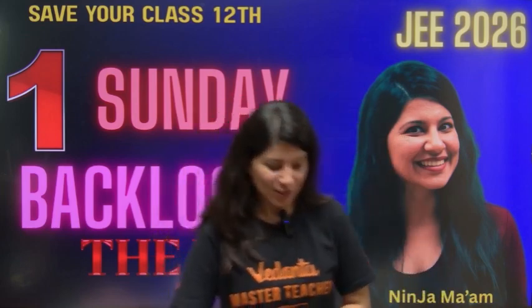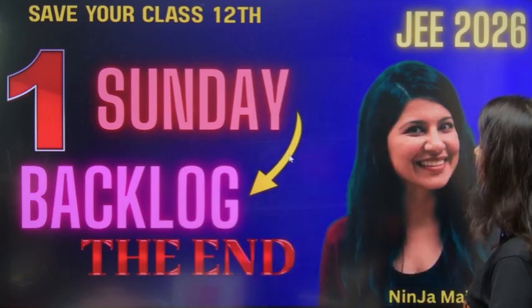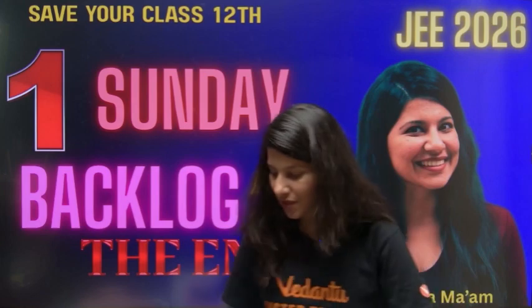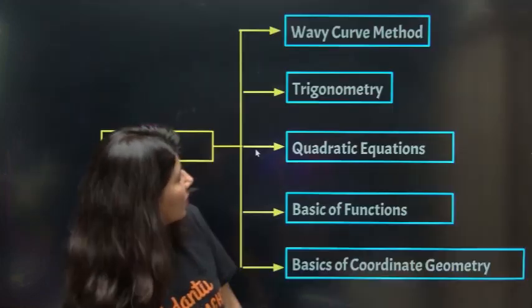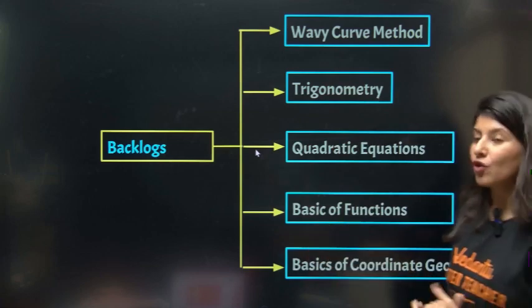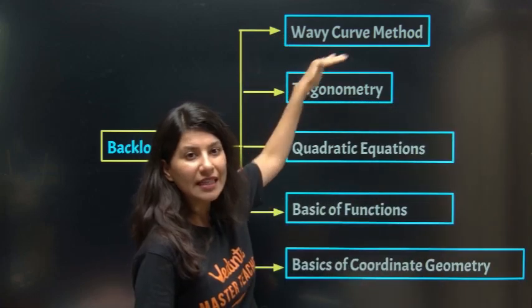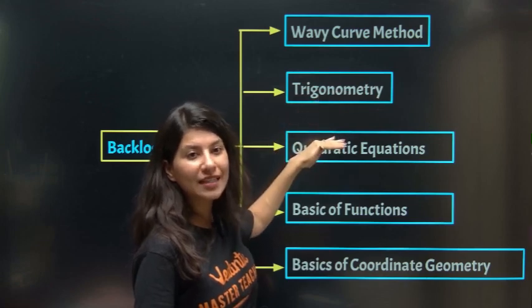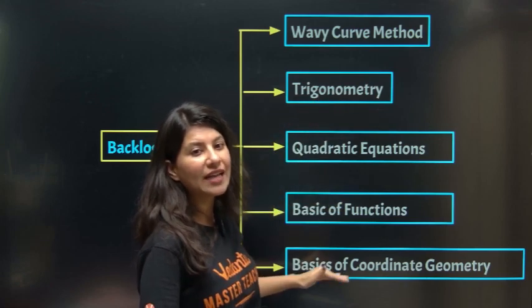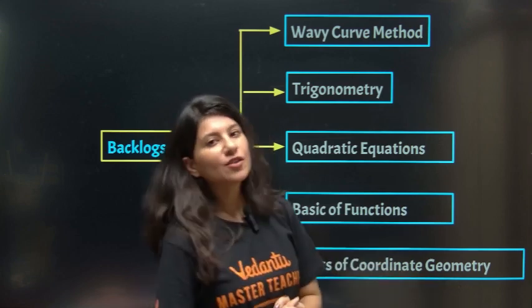Yes. So let me quickly share the agenda, how we are going to go about today's session. So let me change the slide over here. Yes, backlogs, okay. So 5 chapters and 5 topics we are going to cover in today's session. We'll start with wavy curve method, then trigonometry, then quadratic equations, basics of functions, and we're going to end the session with basics of coordinate geometry.